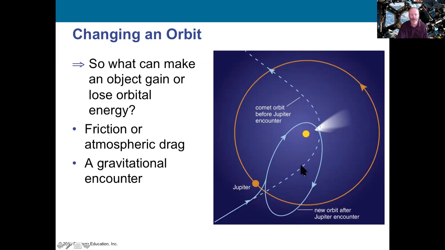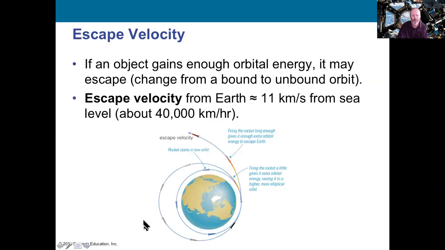This is what's happening. We can also have friction or atmospheric drag. There are no atmospheric things happening out in the solar system, but if things come into our Earth or into Jupiter's atmosphere or another planet's atmosphere, that can change what happens as well.